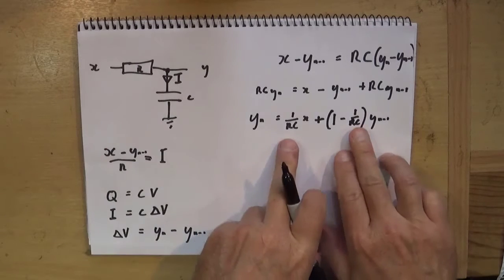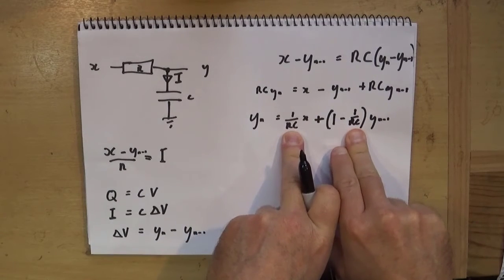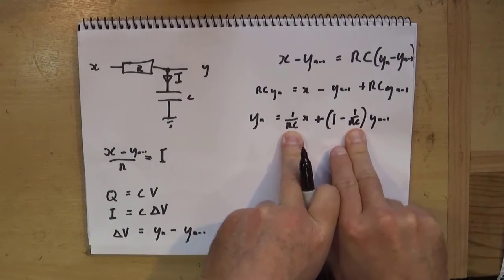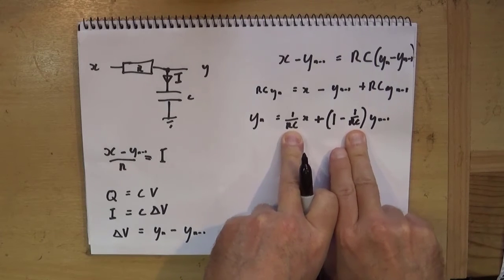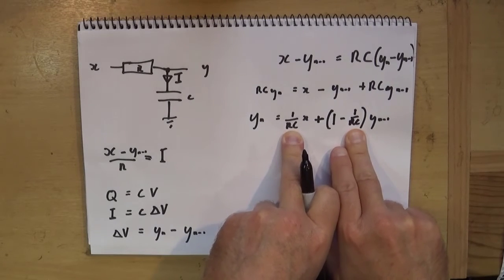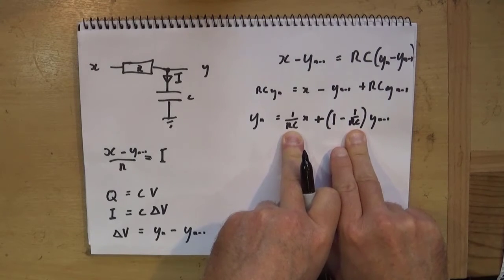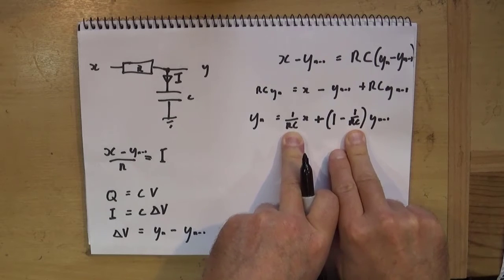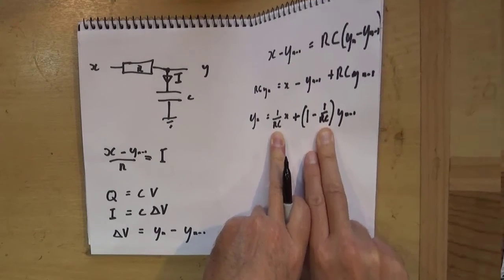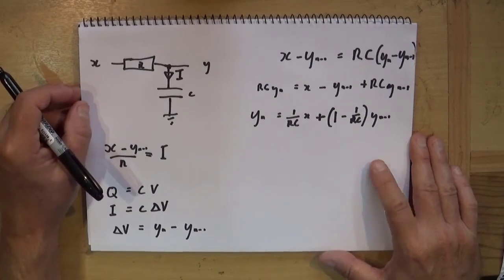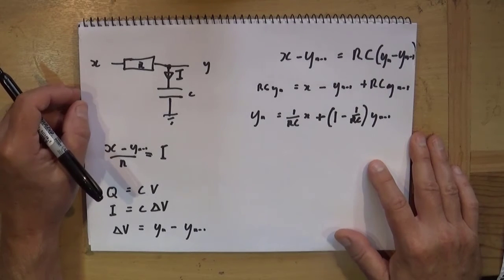If we now replace 1 over RC with smooth or alpha or whatever I've called it in various equations, that is a simple smoothing equation we've tried before with the parameters. That's probably the simplest digital filter you can make. So let's build one of those and see how it performs.